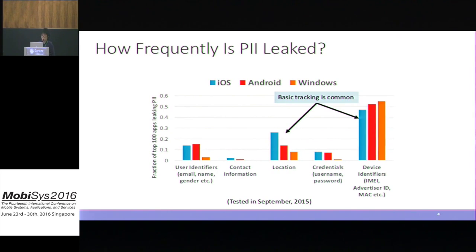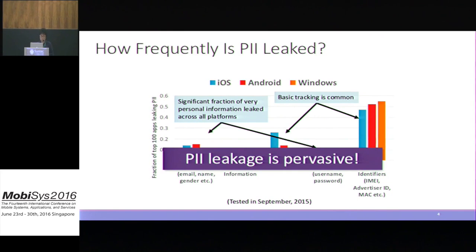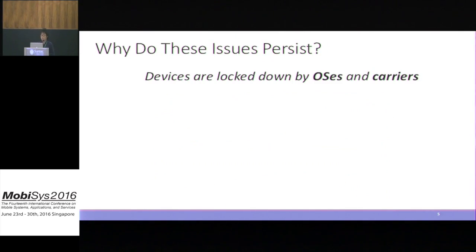So the first thing to notice is that device identifiers such as IMEI and geographic locations are by far the most commonly leaked PII. So this run-of-the-mill tracking is perhaps not surprising. It certainly is extensive. What's more concerning is the level of very personal identifiers. Email addresses, real name, gender, relationship status, and even credentials such as our username and password are all sent in plain text to the internet. So what we can take away from the initial study is that PII leaks are pervasive across all mobile platforms and for the most popular apps.